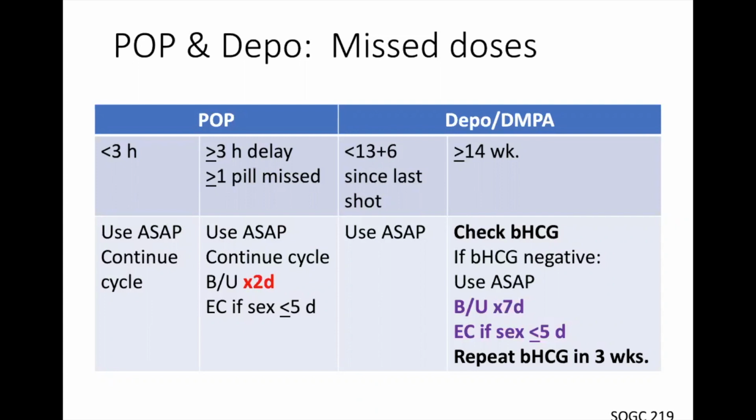If someone is using Depo-Provera, okay, of course Depo-Provera we use it every 12 weeks. So if less than 13 weeks and 6 days since the last shot, you're gonna use it ASAP, meaning as soon as she remembers she'll take it. If the delay was more than 14 weeks, you're gonna check a beta HCG. If the beta HCG is negative, then you're gonna take the shot right away with backup for 7 days and emergency contraception if sex happened less than 5 days, and you have to repeat the beta HCG in 3 weeks.